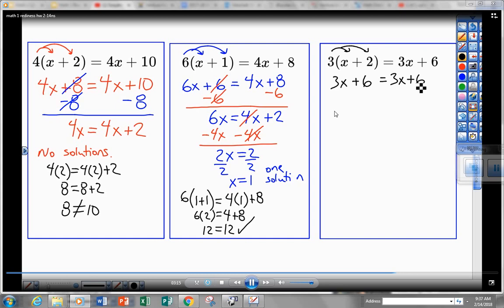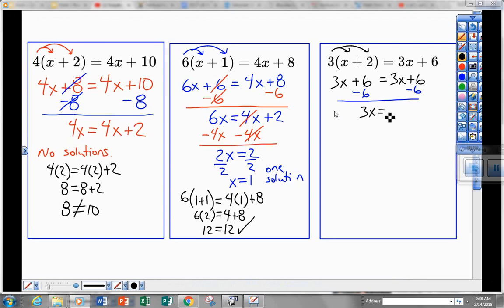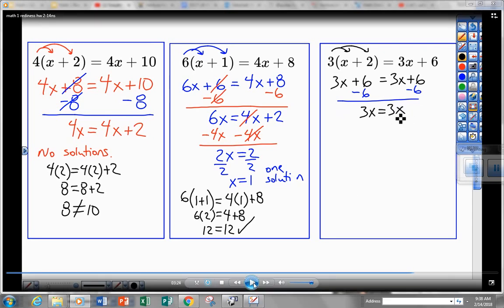I'm going to start on the left side. I'm going to take away that 6 right there, and I get 3x equal to 3x because both those 6's cancel away. I did not cross those off. I should have, but both those 6's cancel away to give you 0. And again, once you get that look, 3x equals 3x. The fourth word is down. Down.